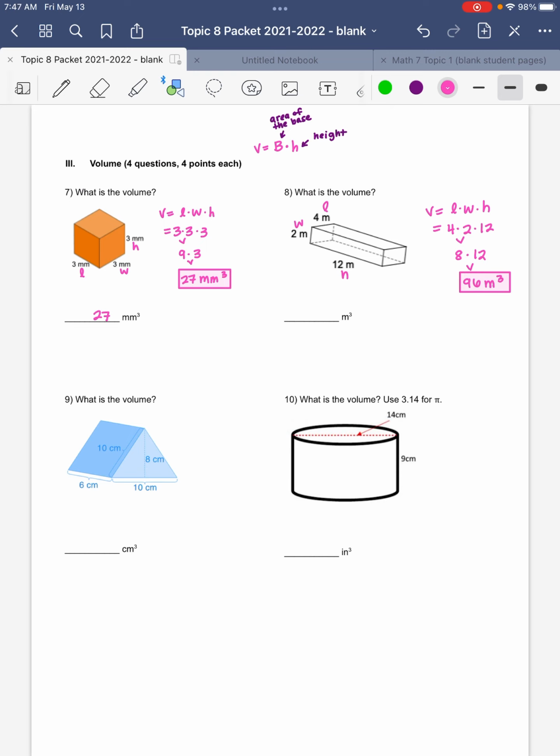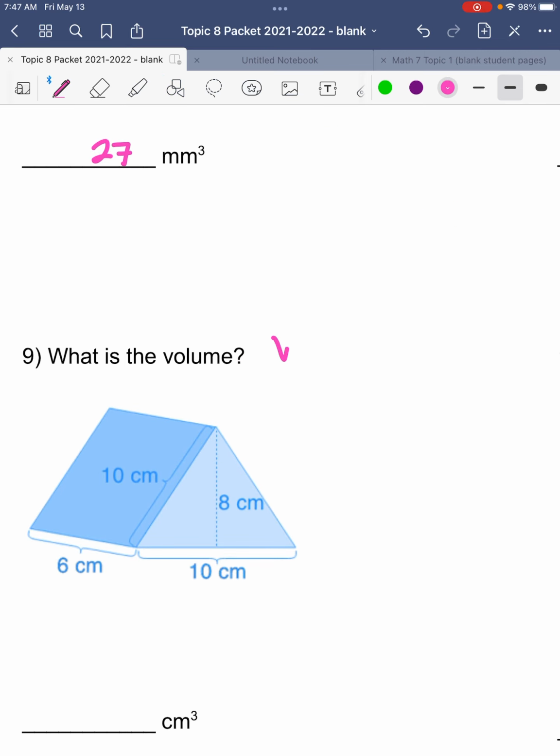So number 9, what is the volume of this triangular prism? So this one's a little bit different. I can't use length times width times height. So remember our general formula, volume is big B times H, where big B is the area of the base and H is the height, or how far apart those bases are. So area of the base. Well, I know my base is this triangle in front and the matching one in the back, right?